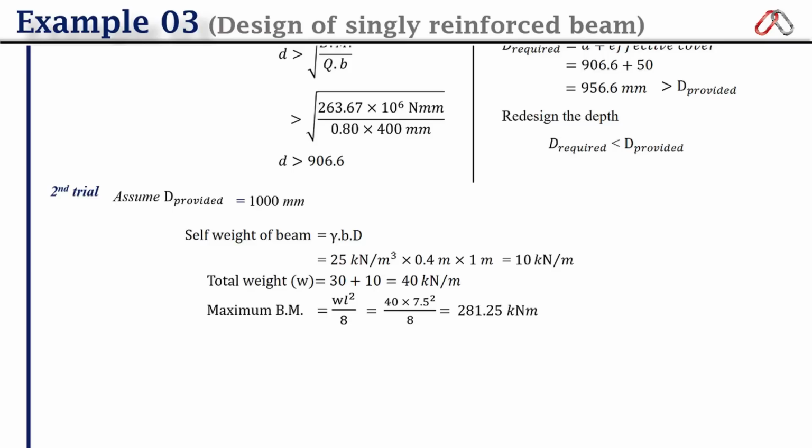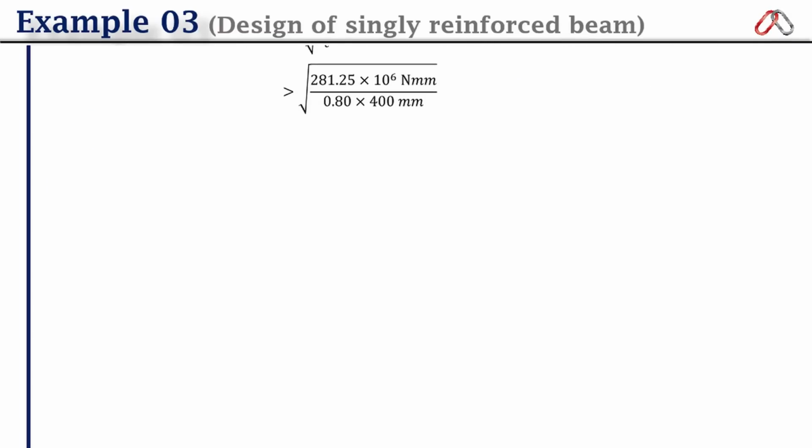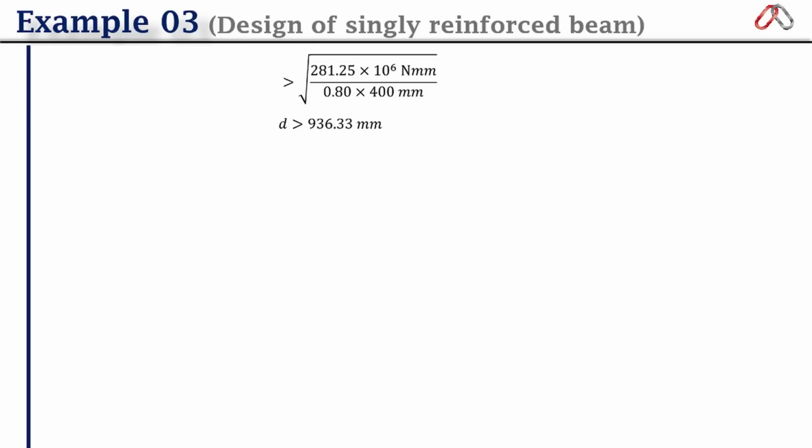Again we put this value into the formula D greater than under root bending moment upon QB. So the value is 281.25 into 10 to the power 6 Newton per mm upon 0.80 into 400 mm. Here the value of effective depth is greater than 936.33 mm. Let us assume it in round figure 940 mm.